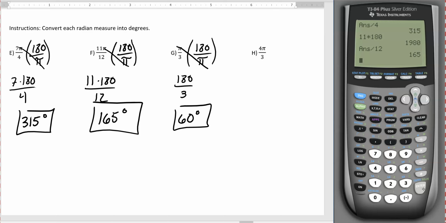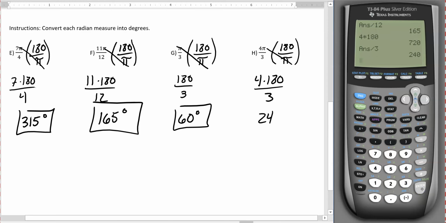And 4 pi over 3, multiply this by 180 over pi. The pi's divide out. So I'll have 4 times 180 divided by 3. 4 times 180 is 720 divided by 3, and we get 240 degrees.